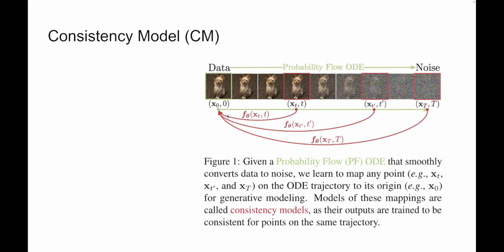So in the paper, there are actually two ways of training this f theta. One is consistency distillation, where we use the pre-trained diffusion model to get f theta. Another one is trained from scratch, but that's not our topic today. So we will focus on consistency distillation this time.